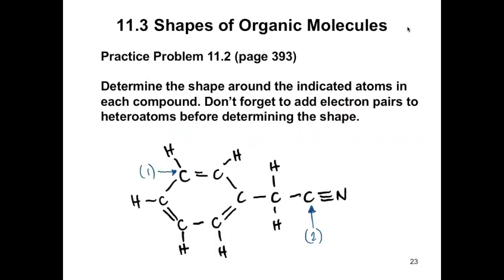Next example, determine the shape around, again, determine the shape. So for carbon number 1, you already have 3 bonded atoms. Here, 1, 2, 3. And it has no lone pair. So the shape of number 1 is trigonal planar. And then for number 2, look at this one, number 2 is also carbon. This is the central atom, with 2 bonded atoms. So you have nitrogen and another carbon. So 2 bonded atoms, no lone pair. So the shape of number 2 is linear.